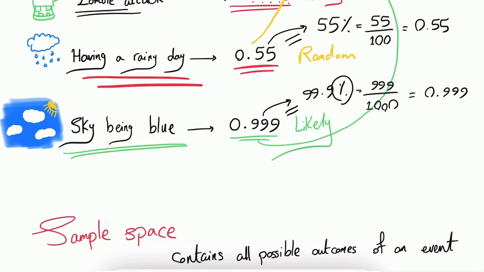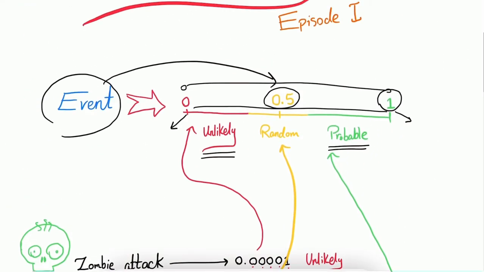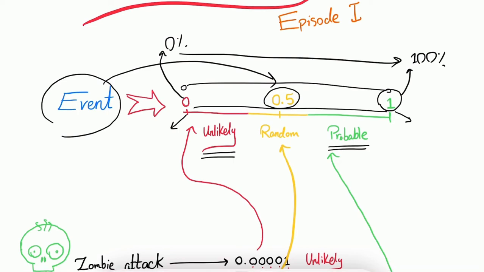So if someone is using percentage instead of these numbers, the probability 0 will remain the same, so it's 0%, but the probability 1, which is when an event is certain to happen, is 100%. So the probability in that case will fall somewhere in the region between 0 and 100%.